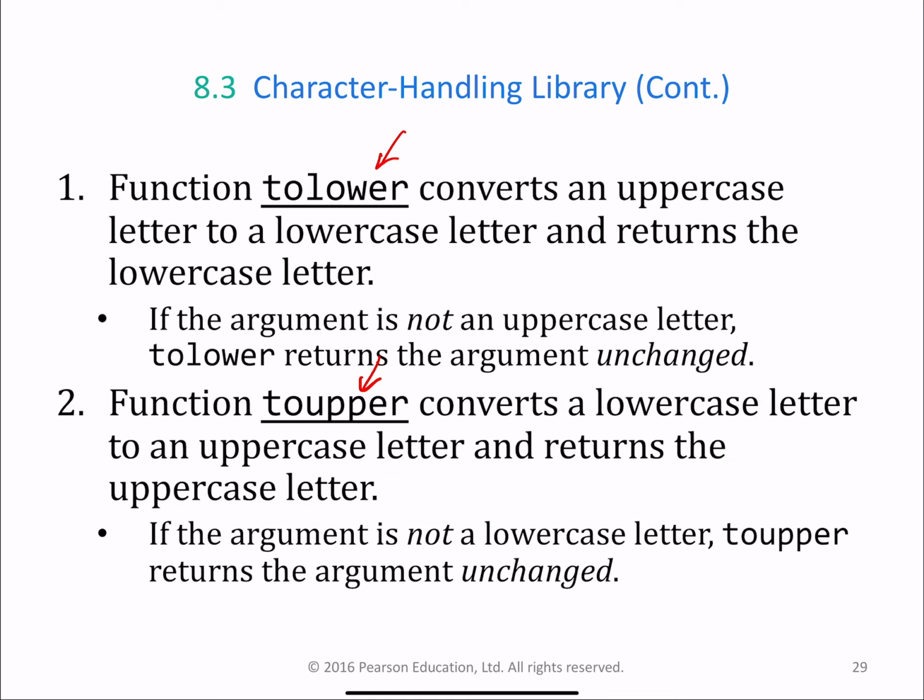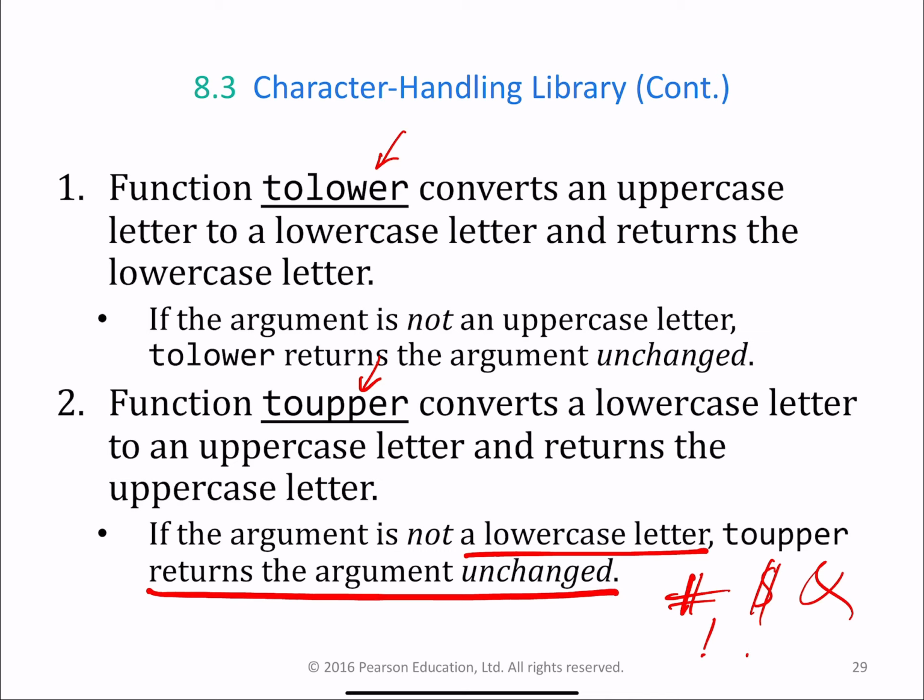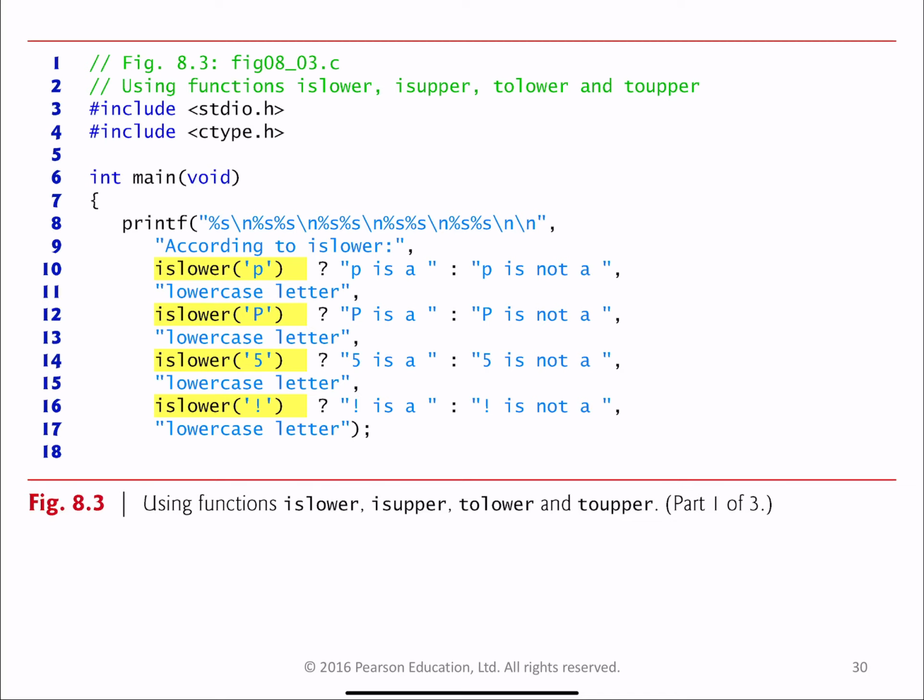Also, remember, you can give a number or a character as input. If what you give is not a lowercase letter, the function will simply return whatever you gave as input unchanged. So if you give it, for example, a hash character or a dollar sign, these are not letters, or an ampersand, or an exclamation mark, a dot, a semicolon, a colon, any of that, anything that's not a letter, or even a number, a 0, 5, anything that doesn't have an uppercase counterpart like letters do.